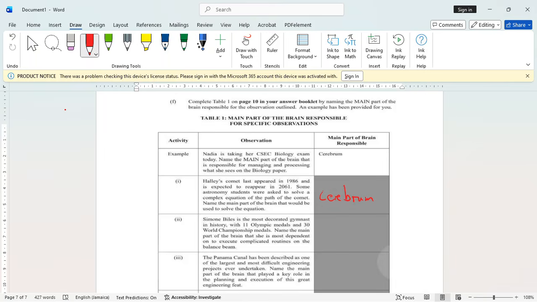Now, Simone Biles is the most decorated gymnast in history with 11 Olympic medals and 30 World Championships medals. Name the main part of the brain that she is most dependent on to execute complicated routines on the balance beam.